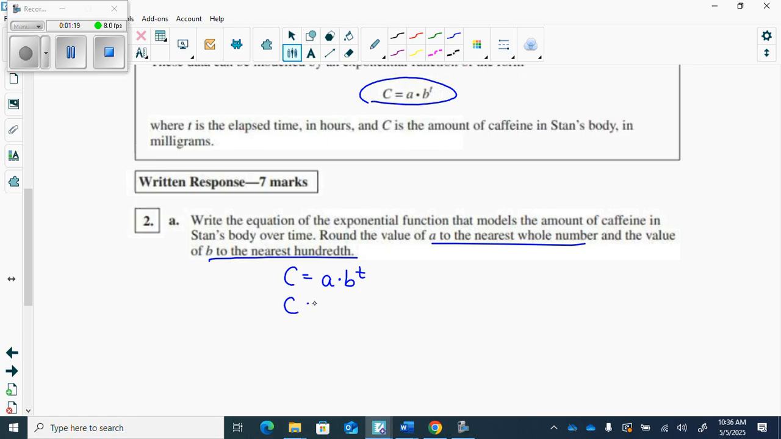So c equals a, which is 150. You can't do any more decimal places or you were wrong. Times b, which is the nearest hundredth, 0.88 to the t. So that's out of 1 mark, correct?